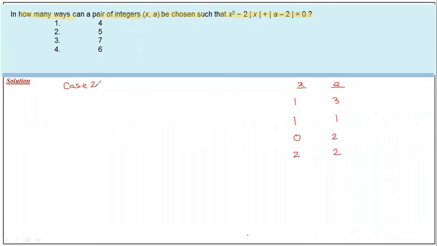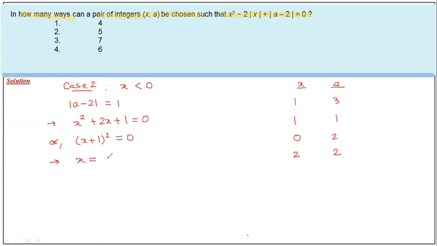Case 2, when x is less than 0. So again, mod of a minus 2 equal to 1. So the equation becomes x square plus 2x plus 1 equal to 0, or x plus 1 whole square equal to 0, which means x equal to minus 1. So we have x equal to minus 1, for that a can be 3, or x equal to minus 1, for that a can be 1.